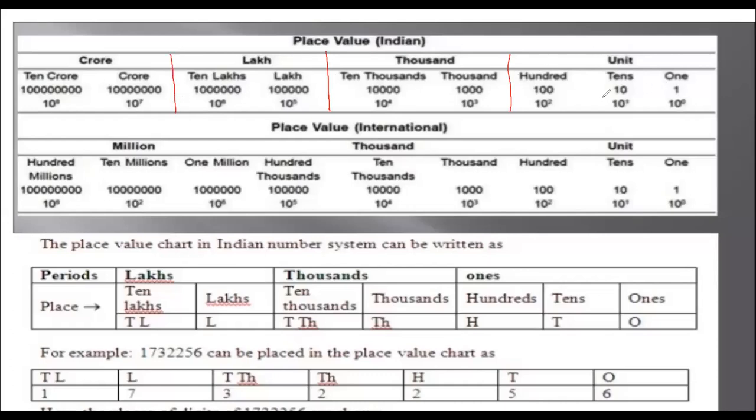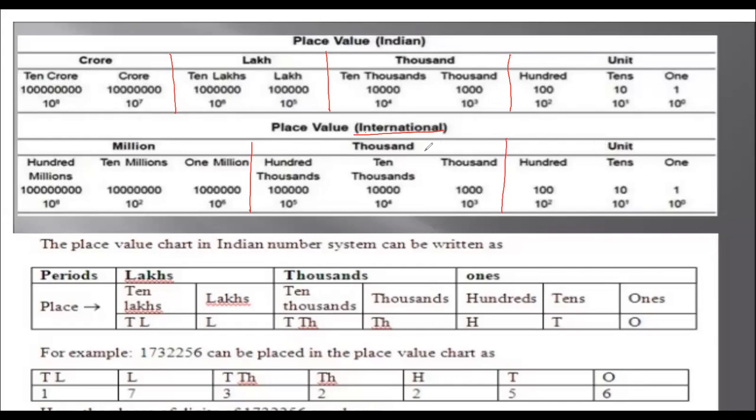Yeah, ones, tens, hundreds, thousands, 10,000s, lakhs, 10 lakhs, crores, and 10 crores. So in the first period, ones, there are 3 digits. In all the other periods, there are only two digits in our system. But what about the international system here? Units also have 3 digits, thousands has 3 digits, and millions has 3 digits. So the number of digits is constant in the international system. What are they?